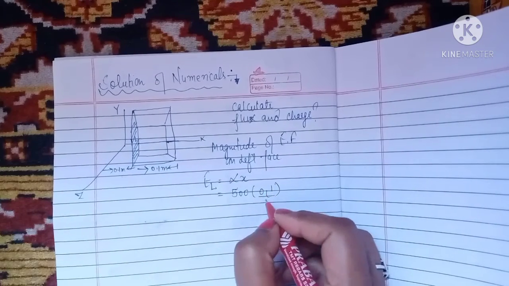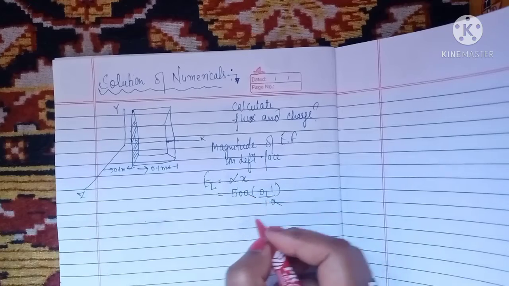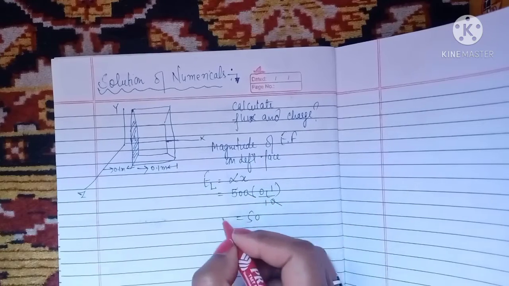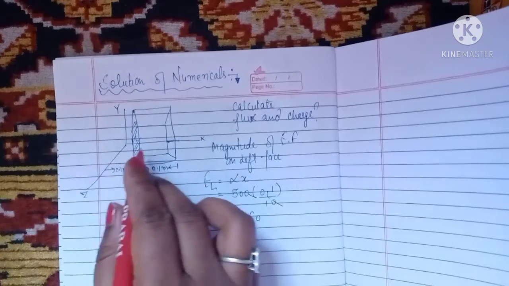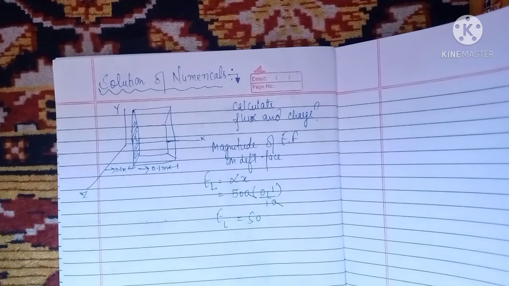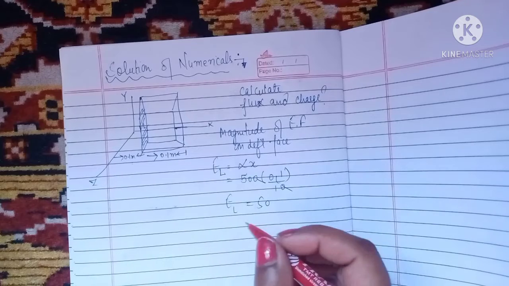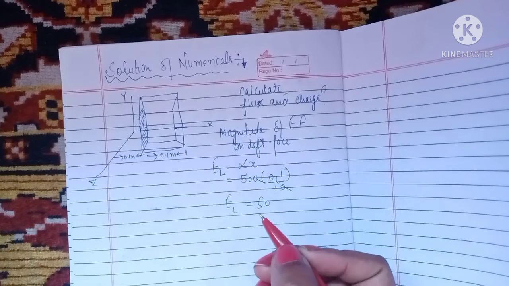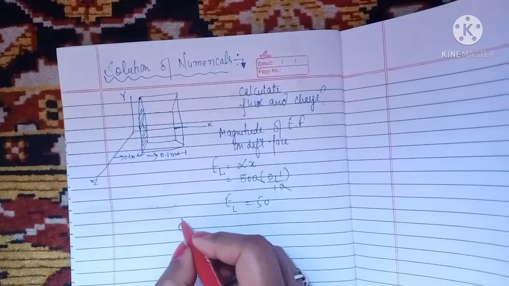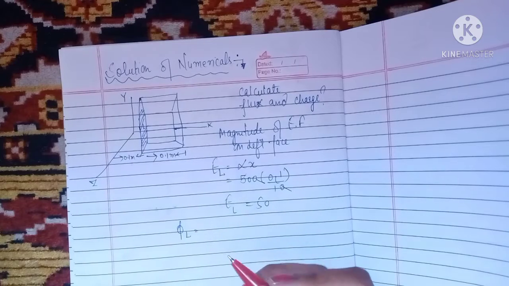Now this point is to be eliminated. There are 10 and that comes out to be 50. So the electric field on the left face, this is the left face, is 50, right? This is the electric field. Now what do you want to calculate? You want to calculate the flux on the left face first of all.